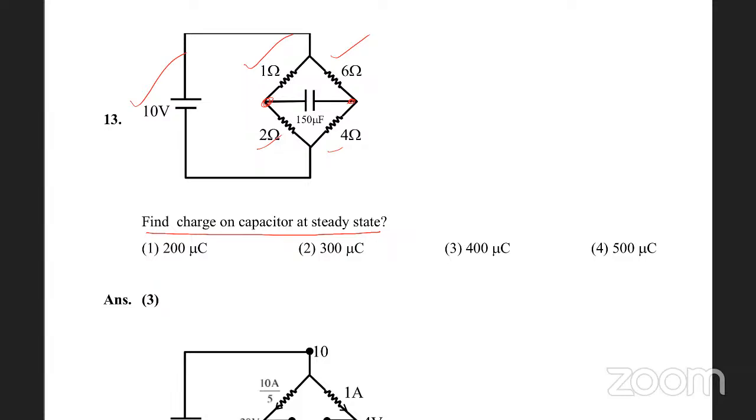We know that the current flowing through a capacitor in steady state, DC current, is 0, but a potential difference exists. If you know the potential difference, you can find the charge, where the charge Q is equal to C into the potential difference across the capacitor. To find the potential difference across the capacitor, let us use this concept.